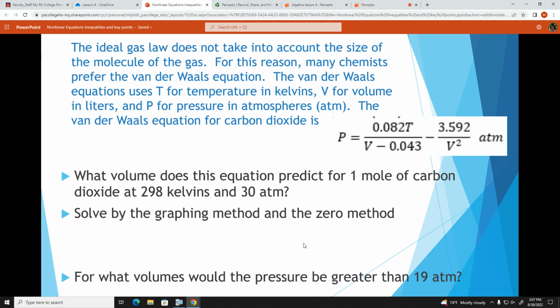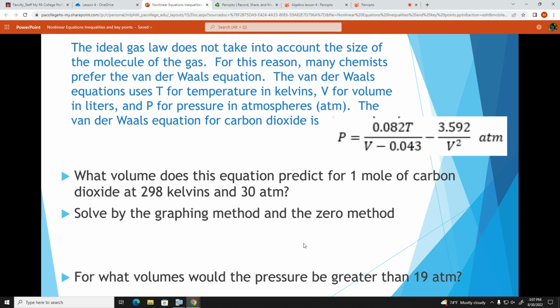The van der Waals equation uses T for temperature in kelvins, V for volume in liters, and P for pressure in atmospheres. The van der Waals equation for carbon dioxide is given here on this slide. And so the first bullet point says, what volume does this equation predict for 1 mole of carbon dioxide at 298 kelvins and 30 atm?